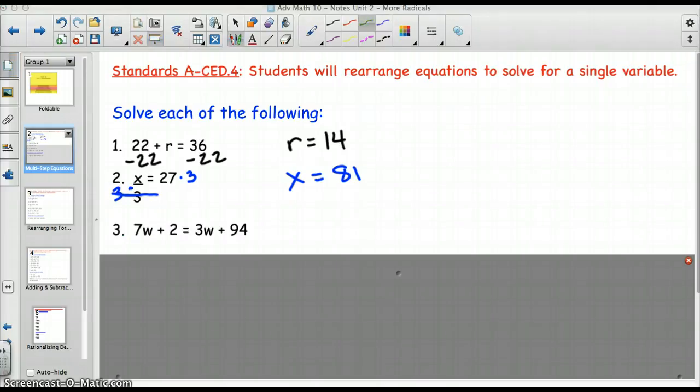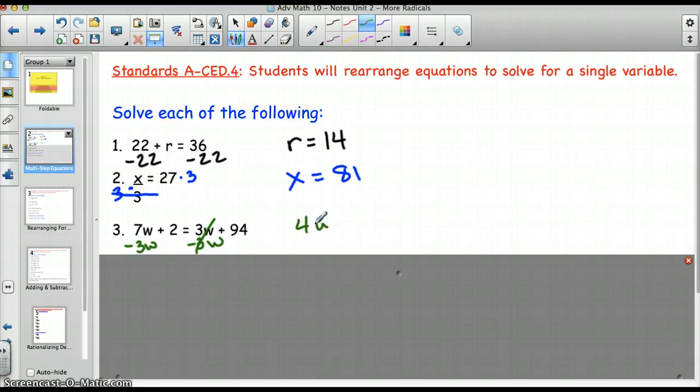The next equation is a little bit harder because we have a variable on both sides. Now, you don't have to start it the way I am, but I personally always start by getting my variables together. Since 7 is bigger, I'm going to subtract the 3w over to the side with the 7w. When I do that, it cancels out here, so I have 4w plus 2 equals 94.